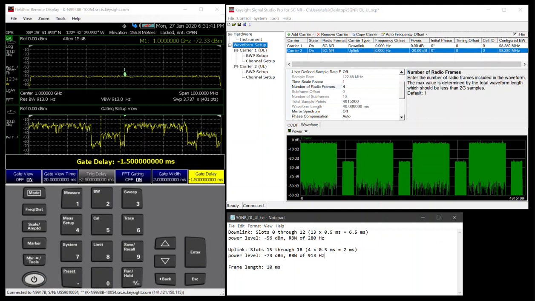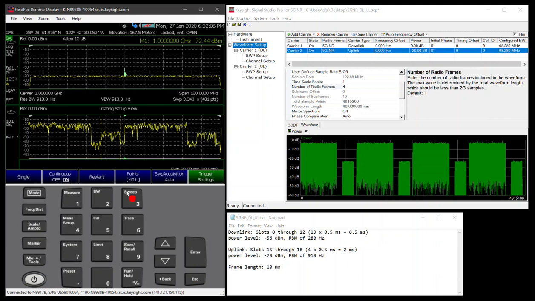The only reason I wrote down the RBWs is because I set my powers to be about 20 dB different. And here they're not 56 and 73, not quite 20 dB, because they're getting measured over a different RBW in this setting. But I can't control that in gate view. It just controls it. So this is your downlink, this is your uplink, and this is how you could, in the trigger setting, using synchronization to GPS, make that measurement for the over the air.